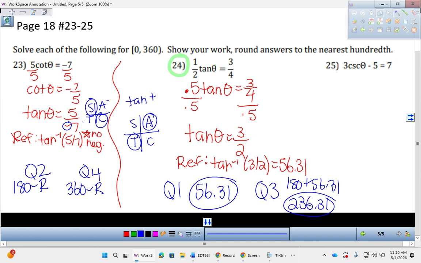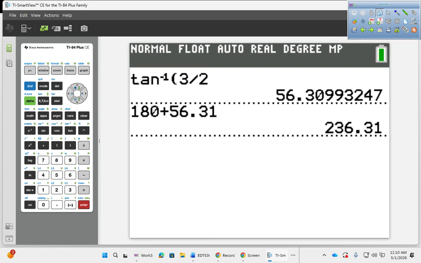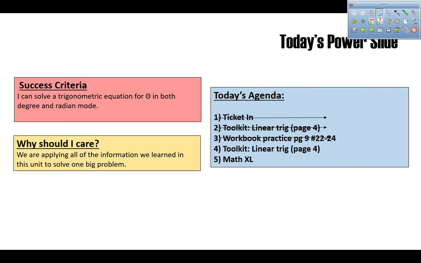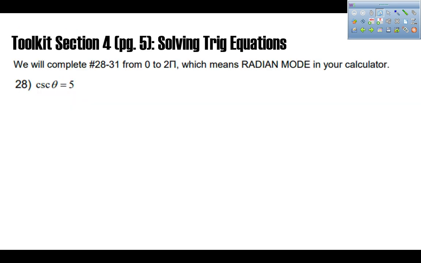All right, the only other thing that's possible is the directions change. And it says solve from 0 to 2 pi. The process is identical, except you need to hit the mode button in your calculator and you need to change it to radian mode. Because 0 to 2 pi is radians.